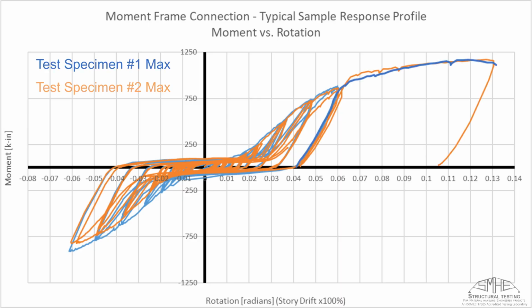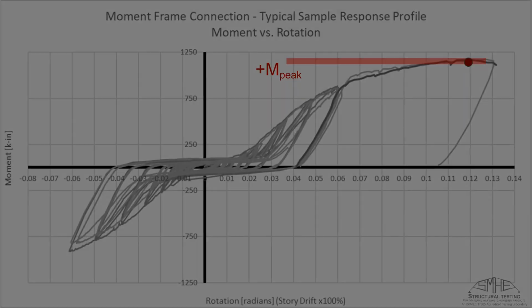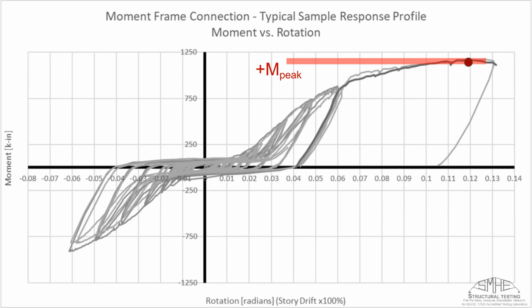responses. We overlay the maximum response envelope for both test specimen number 1 and number 2 on the moment versus rotation graph. We now look at the peak positive moment, plus M peak, which represents the maximum positive moment resistance observed in the test. This value is identified for behavioral characterization only, not as a design strength, because it helps distinguish whether the connection fails abruptly or exhibits stable, gradual post-peak ductile deformation.